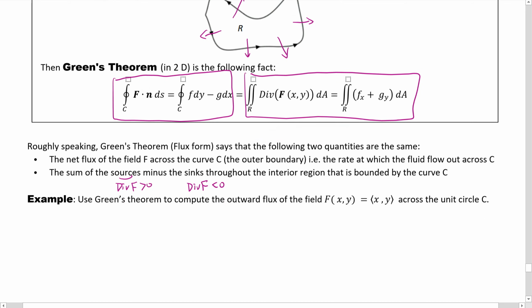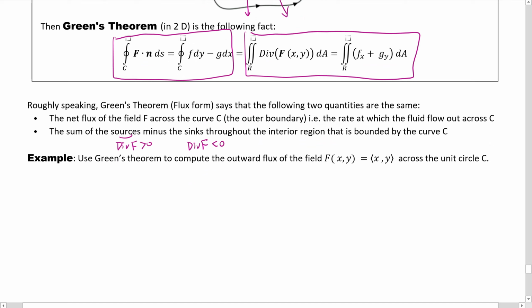Okay, example: use Green's theorem to compute the outward flux of the field F of xy equals xy across the unit circle. So this is the unit circle, right? Last time we already calculated this example.